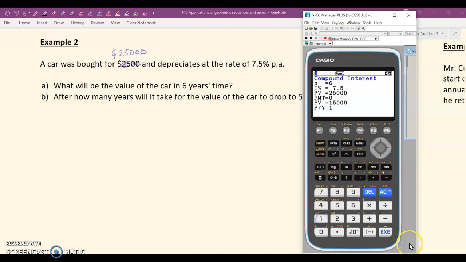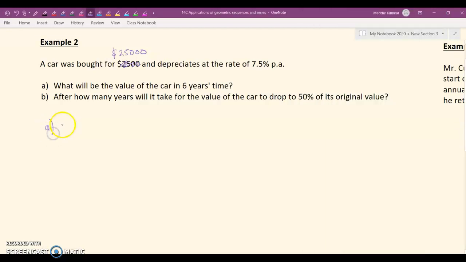Our payments are once a year and it will automatically change your compounding period to match. We want to find the future value of the car in 6 years' time. So if I now go FV, we can see the car is going to be worth $15,659.95. So again, you would just go through and write in each of those things. But for the first value, A, it's going to be worth $15,659.95.